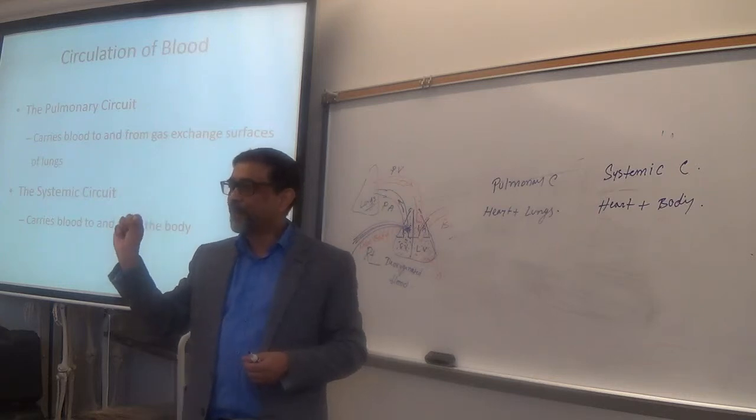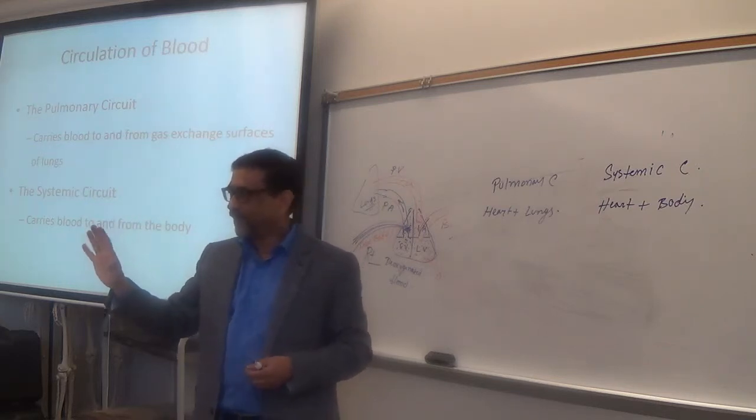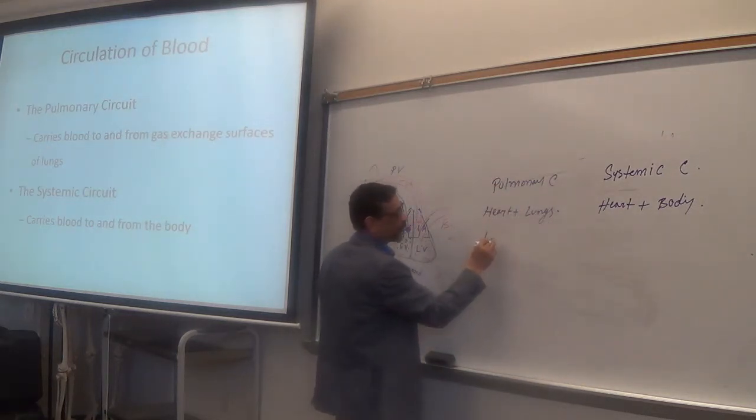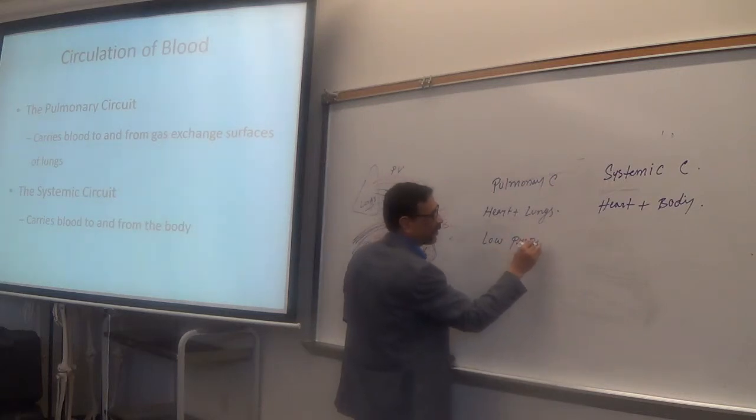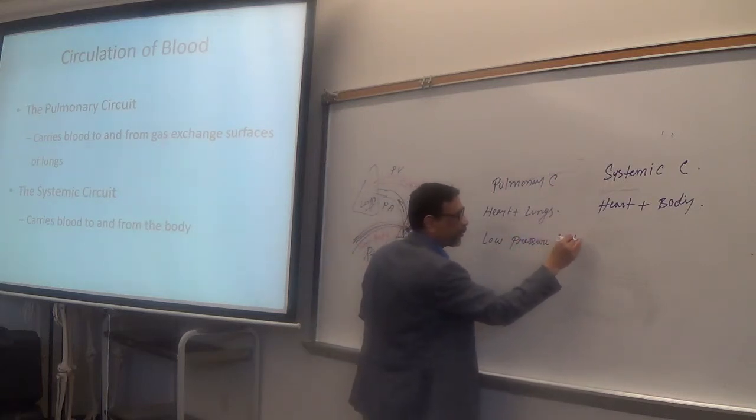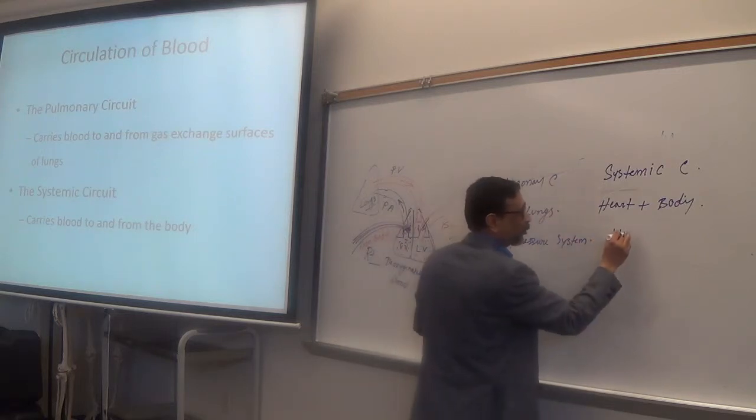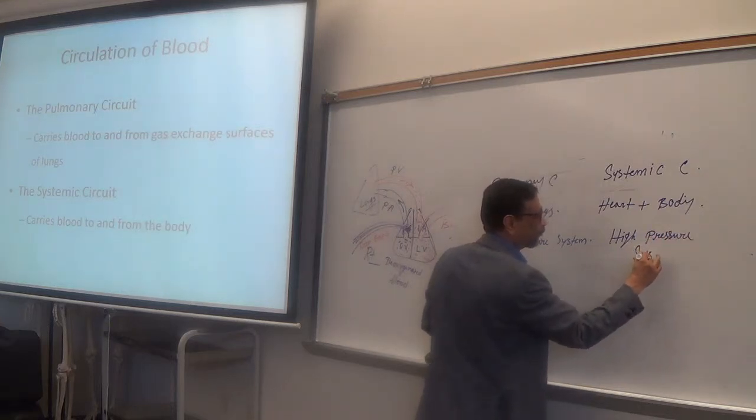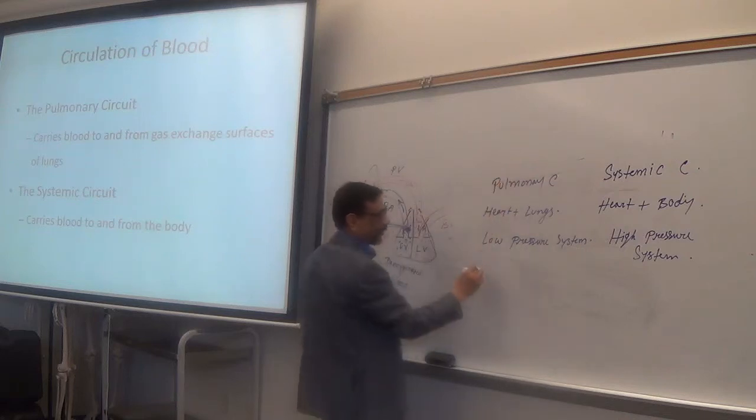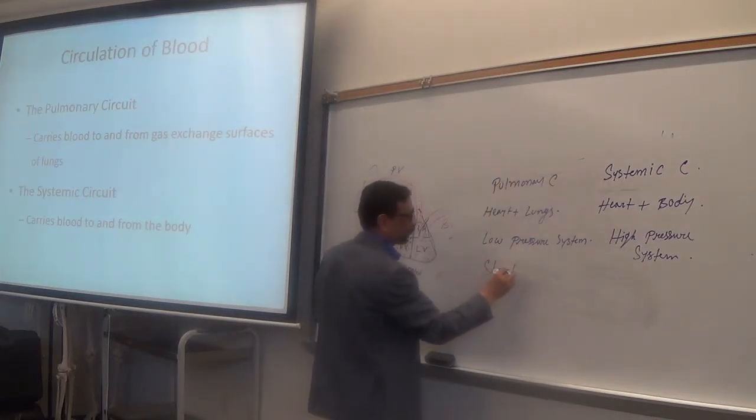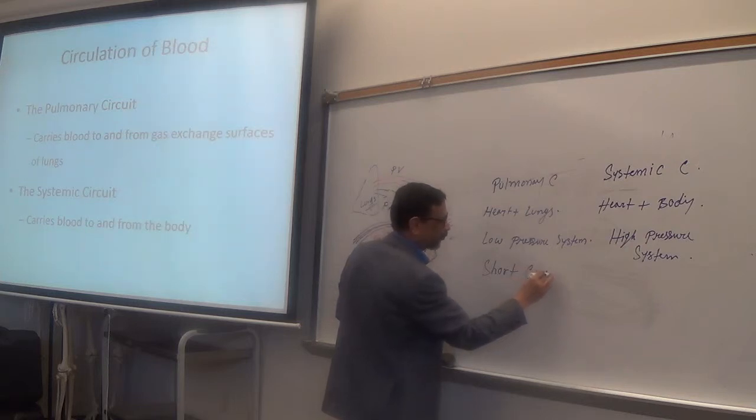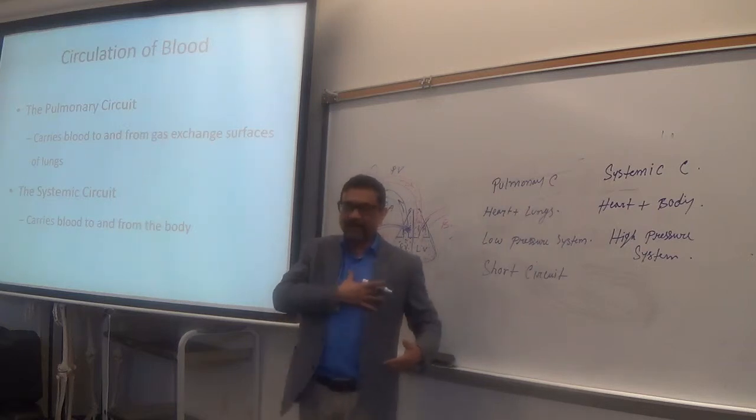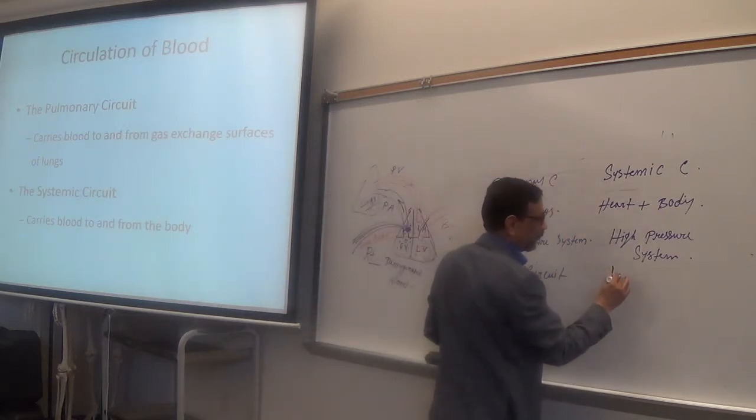Which one needs more pressure? Systemic needs more pressure, right? So pulmonary sends blood to the lung. The lungs are just close to the heart, so it is a low pressure system or circulation, while systemic is a high pressure circulation. This is a short circuit, because it is between the heart and lung, just in this area, make sense? And this is the long blood circuit.